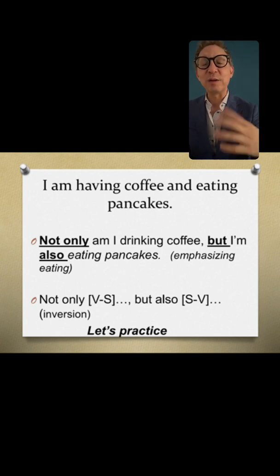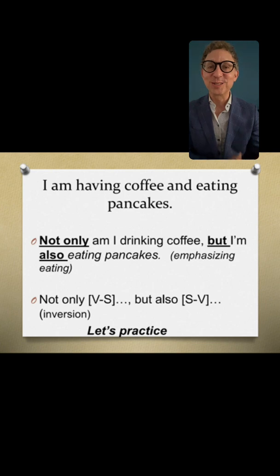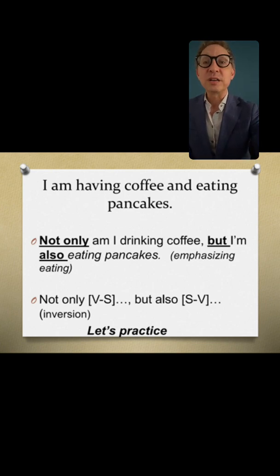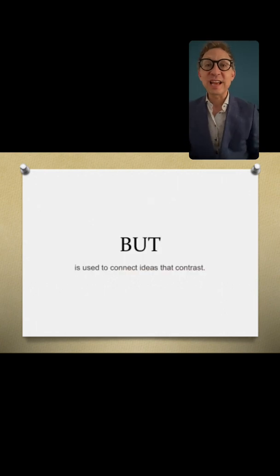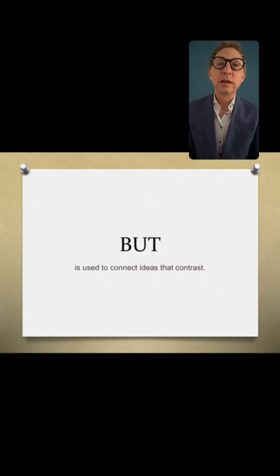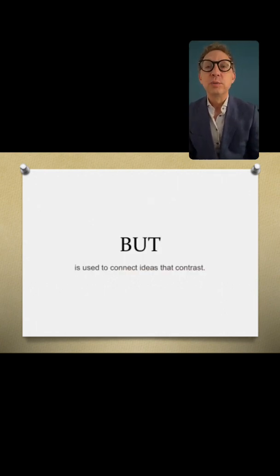And now we've used the word but also, and that provides our segue. Our segue is our transition. Our segue into the word, the conjunction but, which is used to connect contrasting ideas. And so this is very interesting, and we're going to look at a few options here. So let's begin.